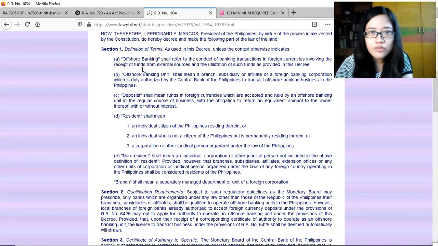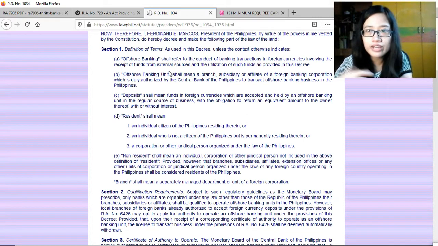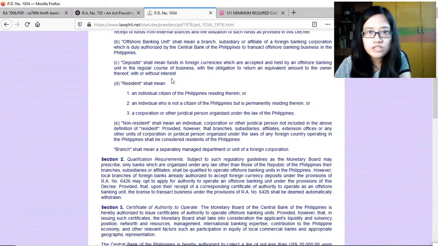Definition of terms: offshore banking shall refer to the conduct of banking transactions in foreign currencies involving the receipt of funds from external sources and utilization of such funds as provided in this decree. Although, again, this was in 1976, so there have been amendments. And from what I know currently, later we'll go over the current services that they can offer as authorized by the BSP. Offshore banking unit shall mean a branch, subsidiary, or affiliate of a foreign banking corporation which is duly authorized by the BSP to transact offshore banking business in the Philippines.